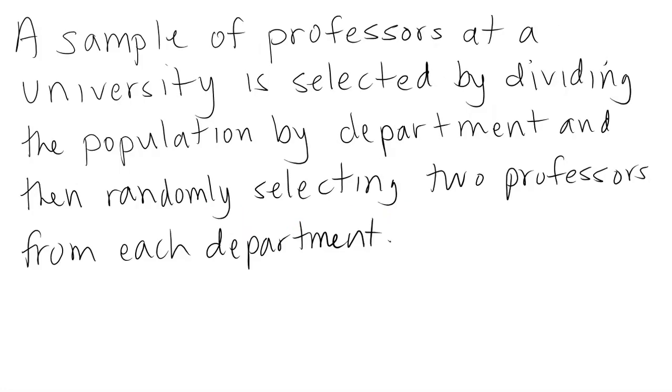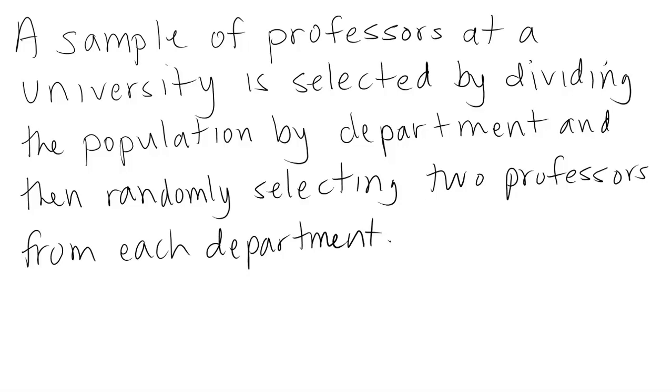Next example. A sample of professors at a university is selected by dividing the population by department and then randomly selecting 2 professors from each department. This is a subdivision of the population, and that should lead you to think of one of 2 options. This is either stratified or cluster. How do you tell the difference?